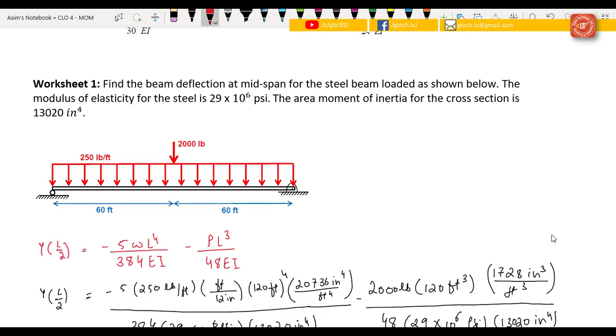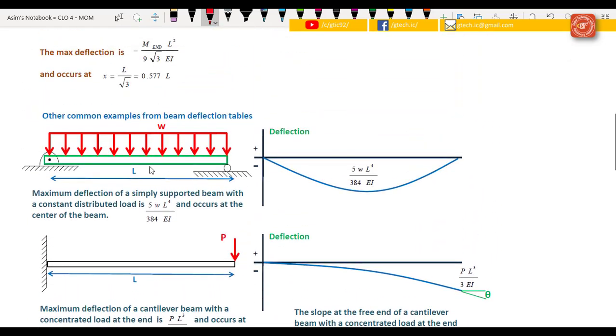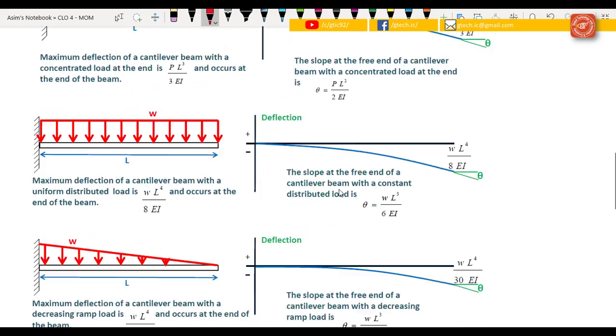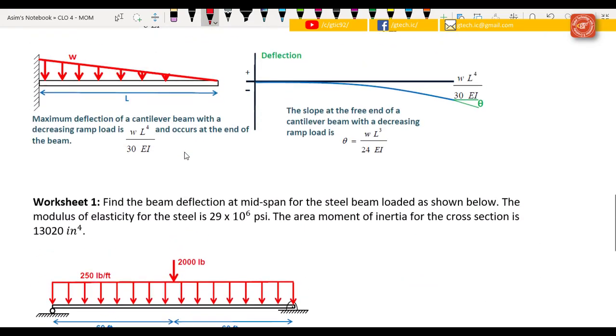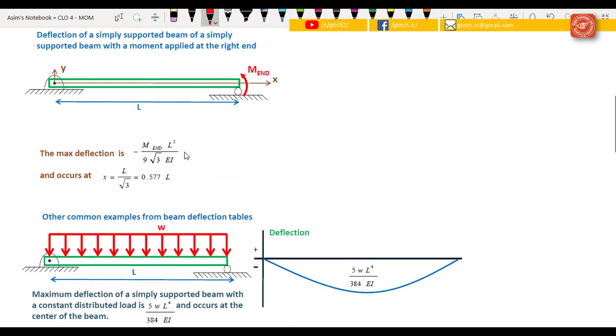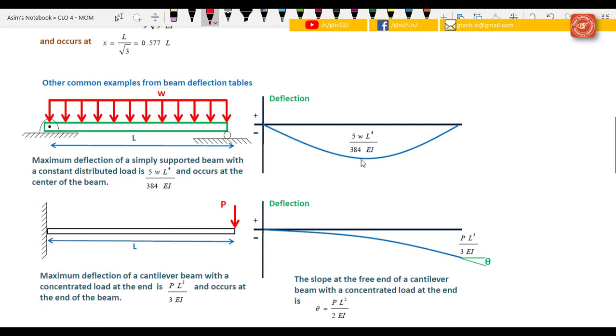So we simply use these relationships for the simply supported beam. When the distributed load is acting, the value of deflection is 5WL^4 over 384EI, as shown here. And for the point load, you can use this relationship, that is PL^3 over 48EI.